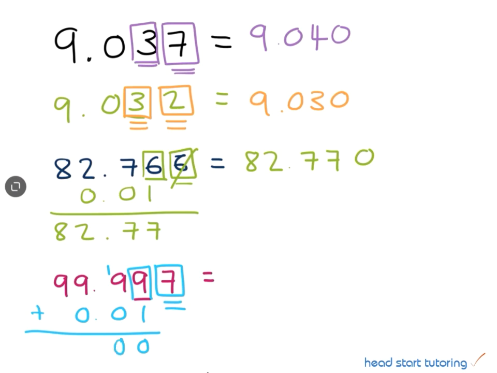9 plus 1 is 10, carry my 1. Bring down my decimal point. 9 plus 1 is 10, carry my 1. And then I've got 10 again. So we end up with 100, or 100.000. And the reason that we rounded this number up and it didn't stay the same is because of this 7, and this 7 indicates that the number 99.997 is closer to 100 than it is to 99.99.